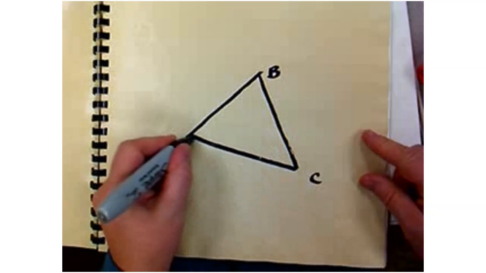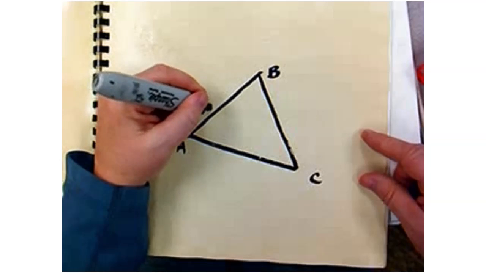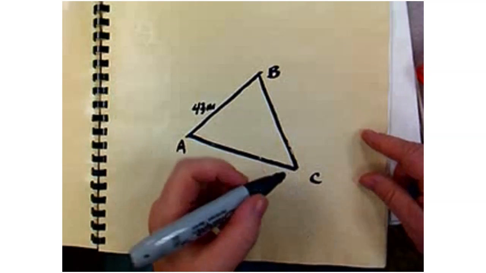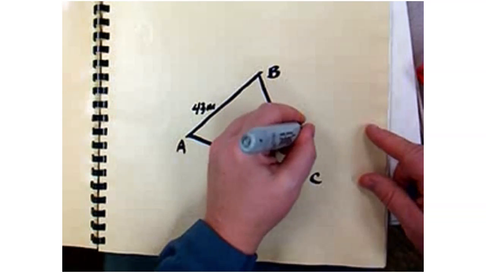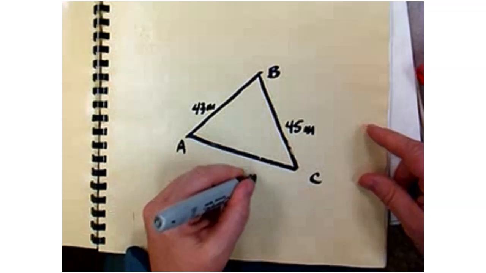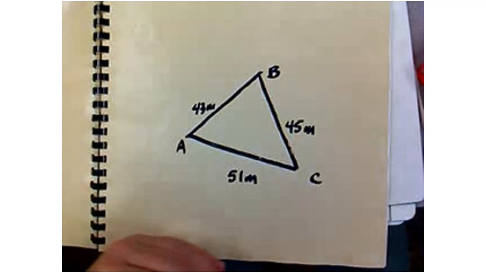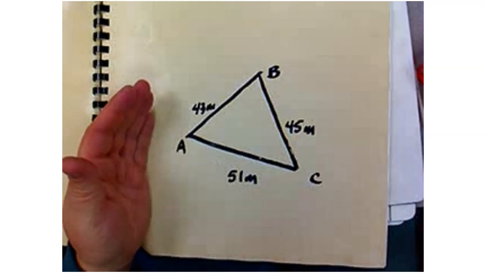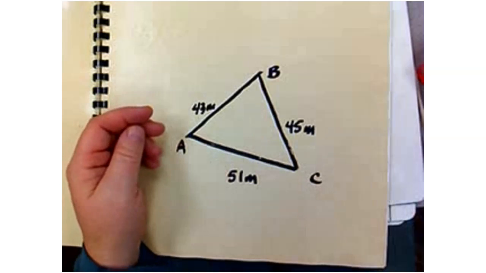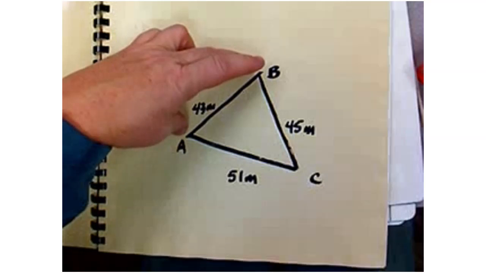Back to A again. From A to B, they're saying 43 meters. From B to C, they're saying 45 meters. And from A to C, they're saying 51 meters. And the question is, which angle is the sharpest, which is the most acute? So that would mean the smallest. So find your smallest side. It's the 43 meters, correct, on AB.